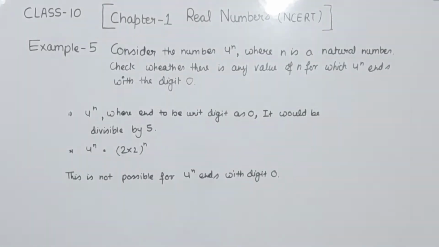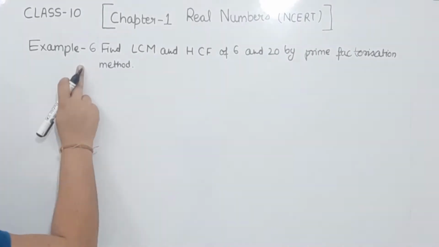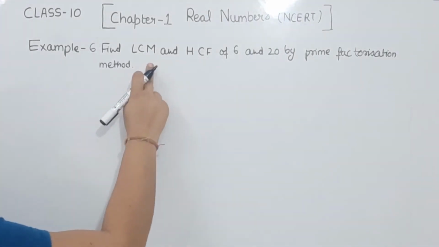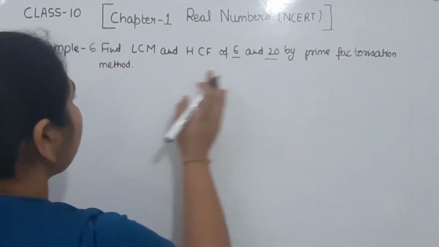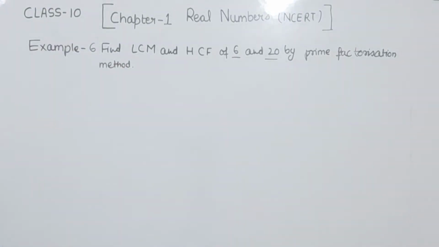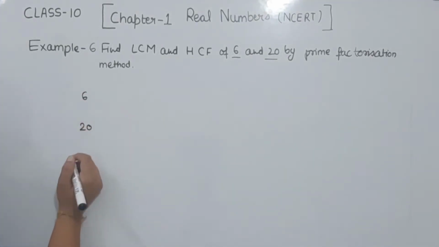Now comes the next example, example number 6. In this one we have to find the LCM and the HCF of 6 and 20 by the prime factorization method. For that, first of all we have to find the factors of the numbers. The first number is 6 and the second is 20.